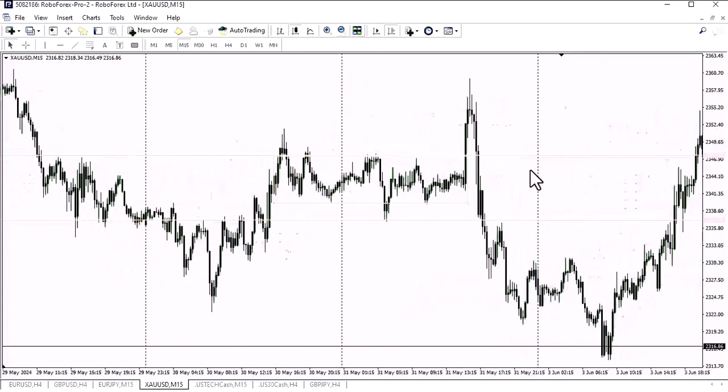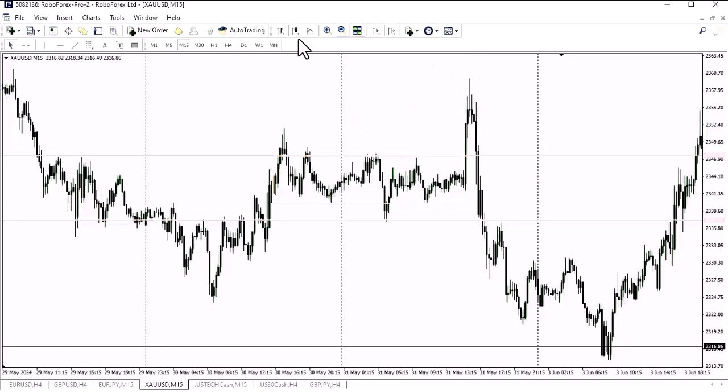So this can be likened to the Judas swing from the Inner Circle Trader, which is ICT, right? We can use it as the Judas swing, or we can use it as the manipulation pattern of Asia into the London session. So let's just explain the patterns that you are likely to get in this scenario.